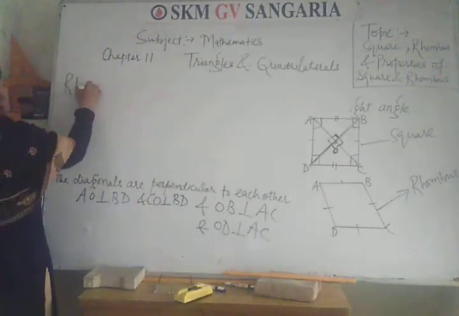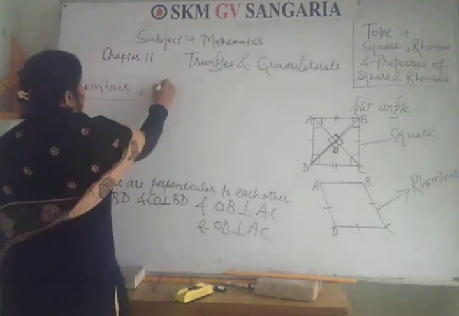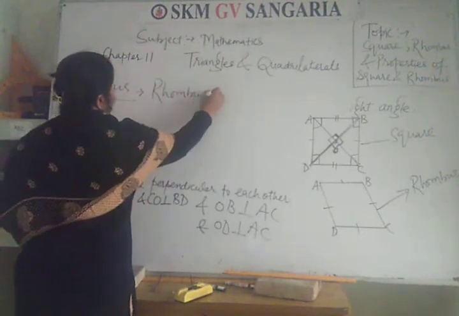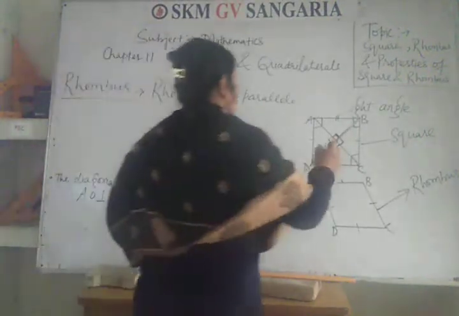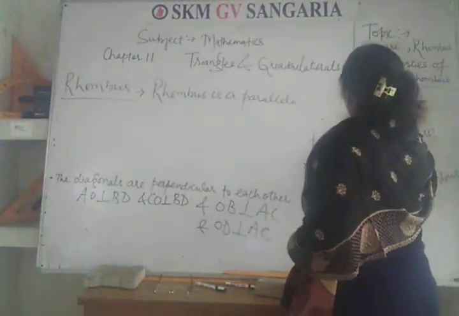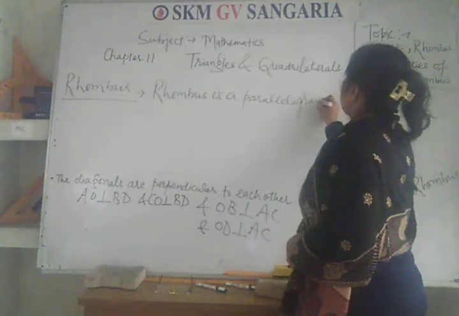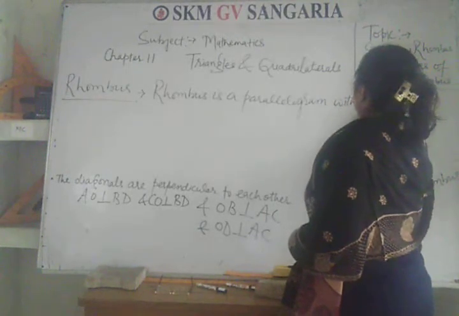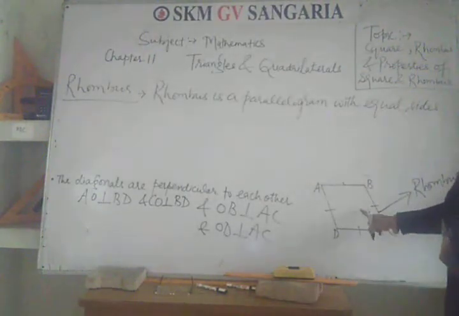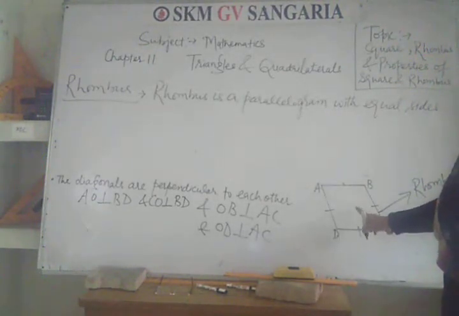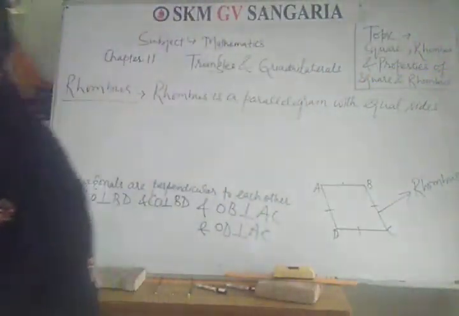A rhombus is also a parallelogram, a parallelogram with equal sides. This is the shape of a parallelogram, which is a rhombus with equal sides. Okay, this is the shape of a rhombus.